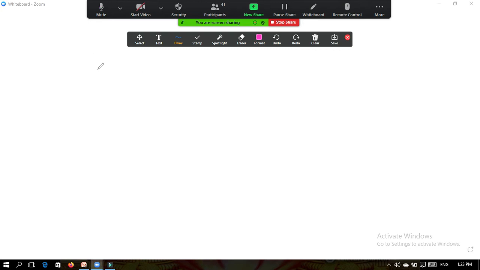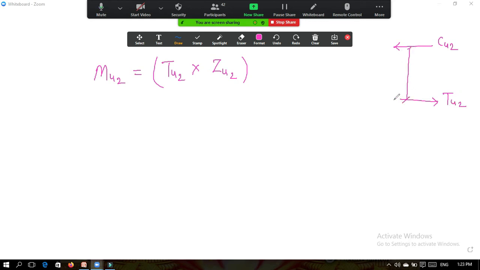MU2. Again, we know that for MU2, our formula will be Tu2 into its lever arm Zu2. Again, same case is there. So somewhere here your Cu2 is acting, at the bottom somewhere at the level of tension reinforcement your Tu2 is acting, and distance between this Cu2 and Tu2 is nothing but your Zu2, and this section is the additional section which corresponds to moment Mu2.